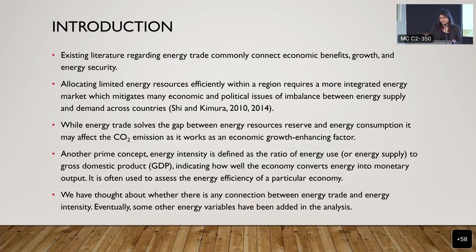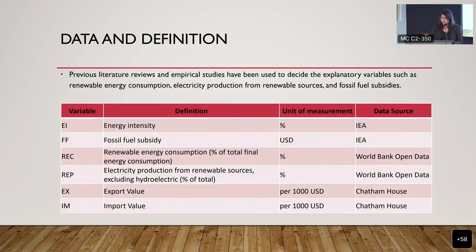So we have thought about whether there is any connection between energy trade and energy intensity. Eventually, some other energy variables have been added in the research. About data and definition, we got the data of energy intensity from the International Energy Agency, and same for fossil fuel subsidy and the renewable energy consumption, which is the percentage of total final energy consumption. We got it from World Bank Open Data. And the import and export value of energy trade, I mean the fossil fuel trade, we got it from Chatham House.